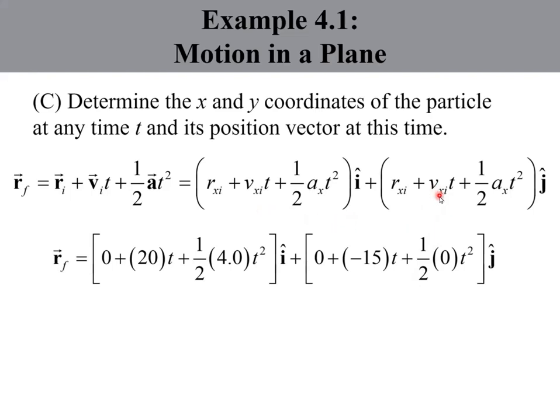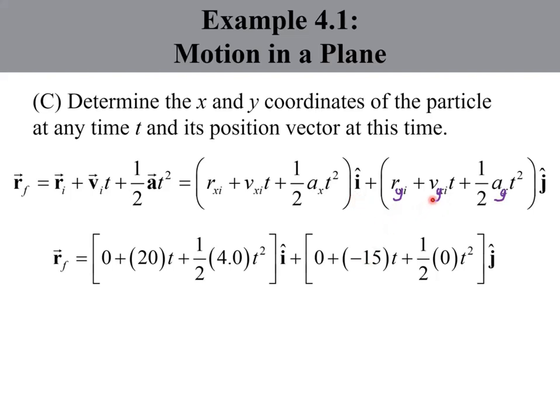I think this is a typo. This is supposed to be Y. So this is also RYI, VYI. This is also AY. So this is a typo because j is for the Y unit vector. Sorry, let me just write on top of it. So this is supposed to be Y. This is also Y. This is also Y.